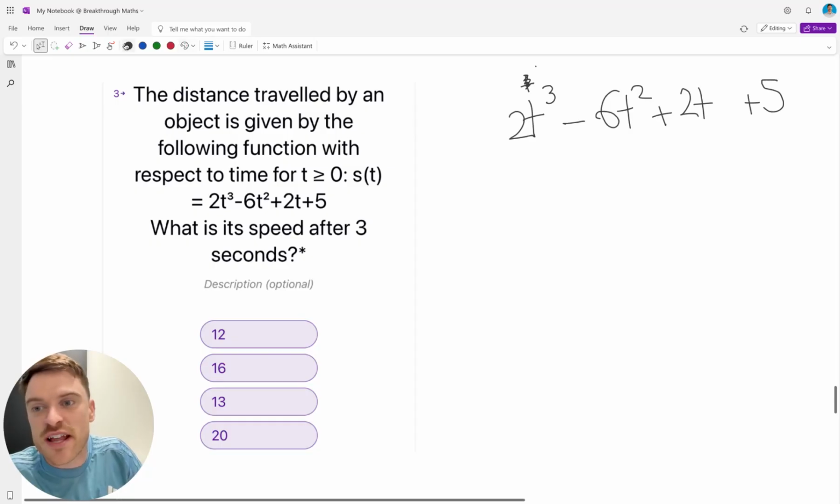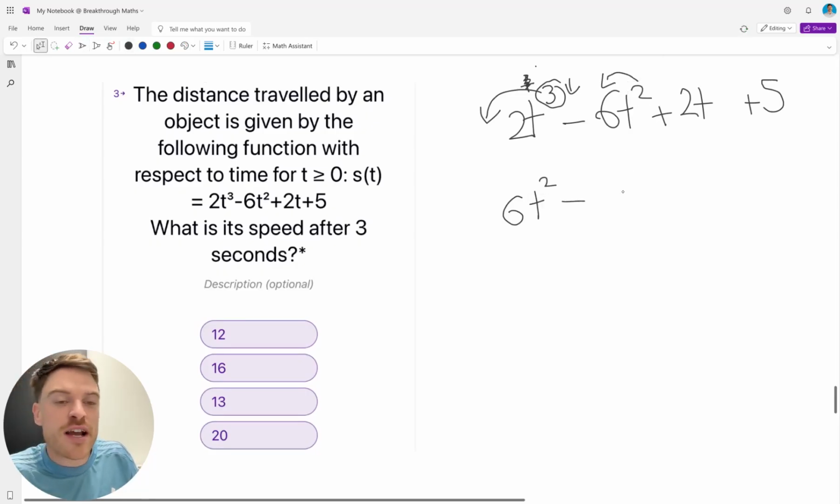You can find the speed by differentiating. So differentiate this: you bring the 3 in front, and 3 by 2 gives me 6, so it becomes 6t squared. Remember, the power goes down by 1. Minus, you bring the 2 in front, 12t, plus 2. That's what is differentiated. Does that make sense? You got that?